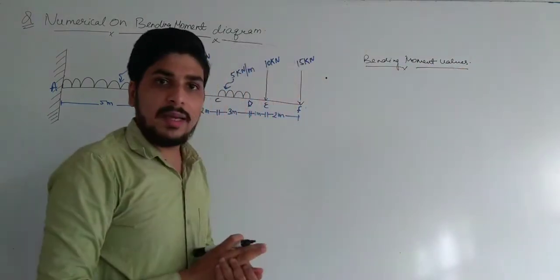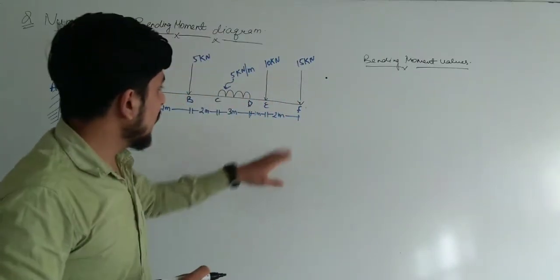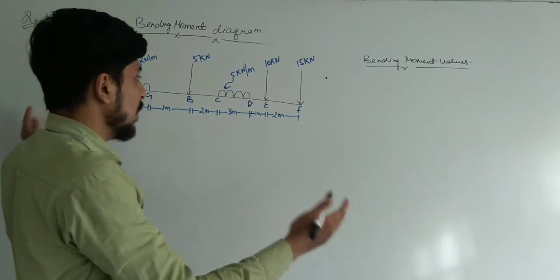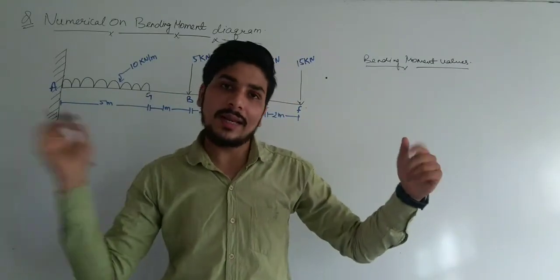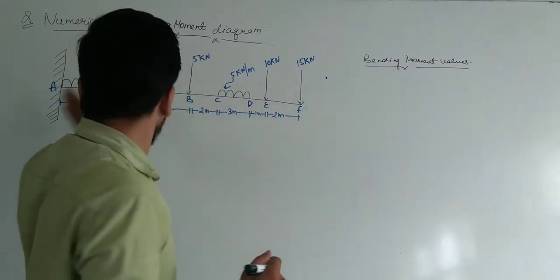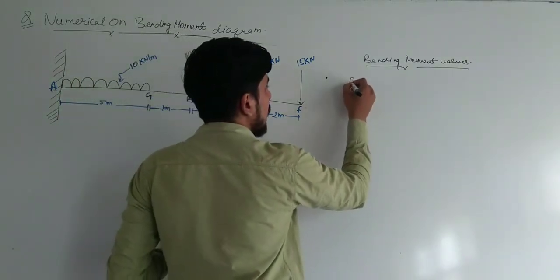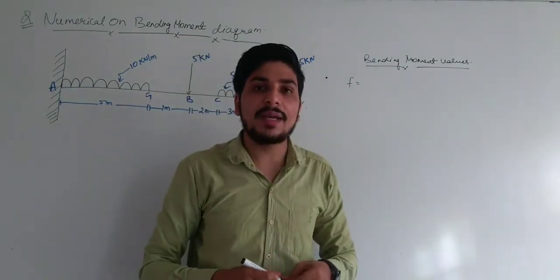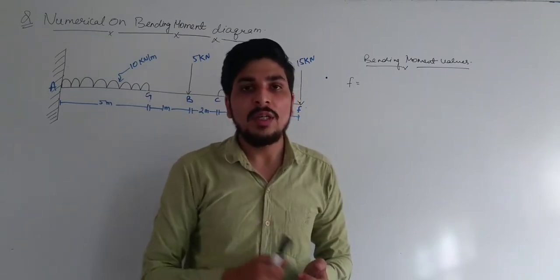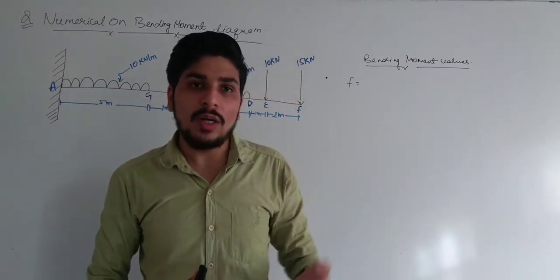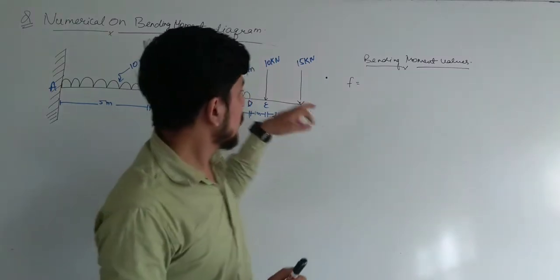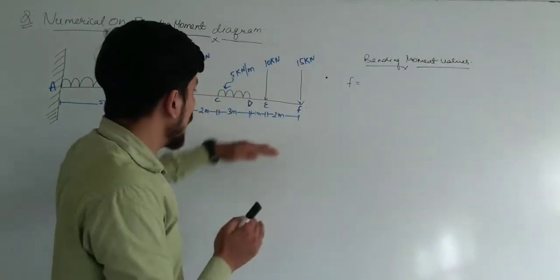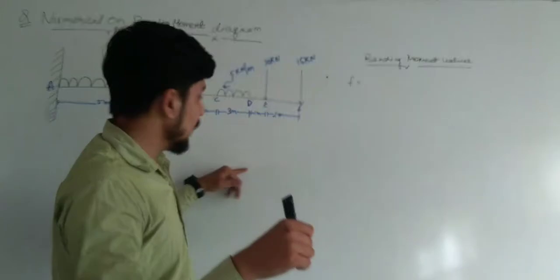As you all know, we start from left to right, so we start from F to A. The first point is our F point. How do we calculate the bending moment diagram and the values of bending moment? In bending moment, the formula is load into perpendicular distance. Suppose this is a load and this is the perpendicular distance.